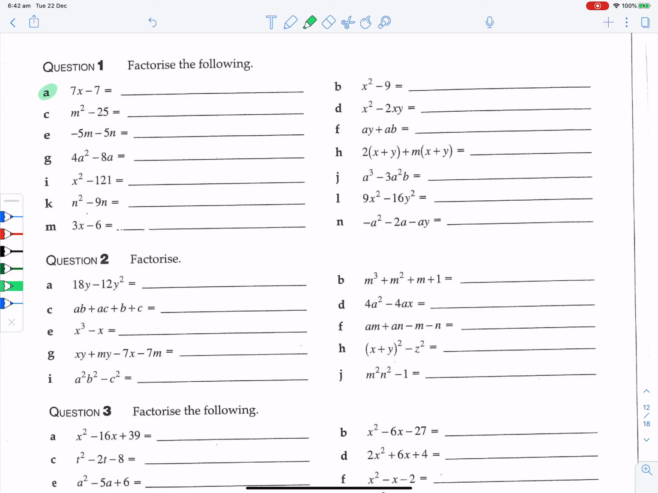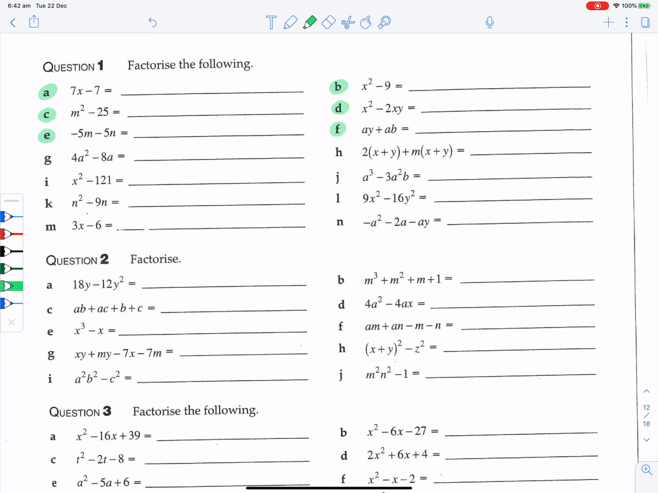7x minus 7, that one there's just taken out the highest common factor. B, x squared minus 9, you can rewrite that as x squared minus 3 squared. So that's the difference of two squares rule. C is the difference of two squares rule. D, x squared minus 2xy, that one there's just taken out the highest common factor. E, minus 5m minus 5n. All you can do there is take out the minus 5, so that one is on highest common factor as well.